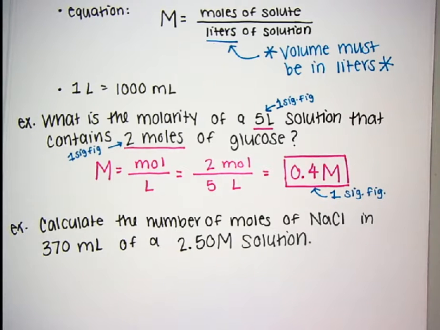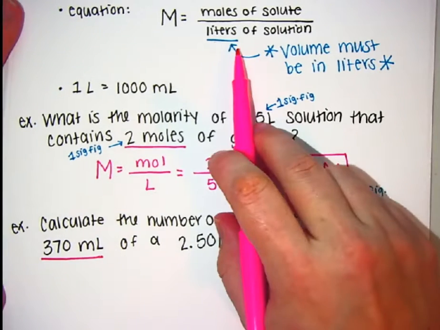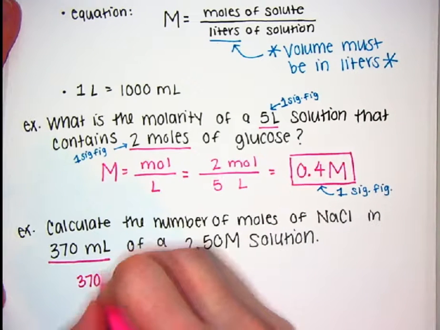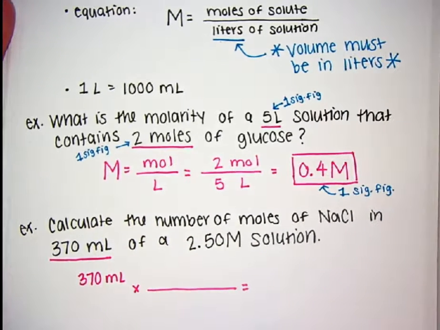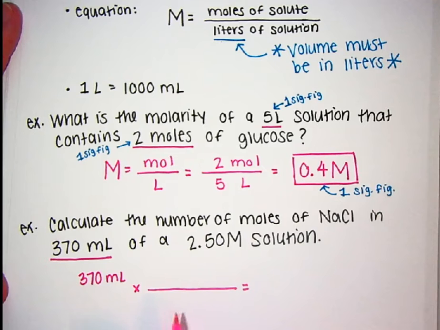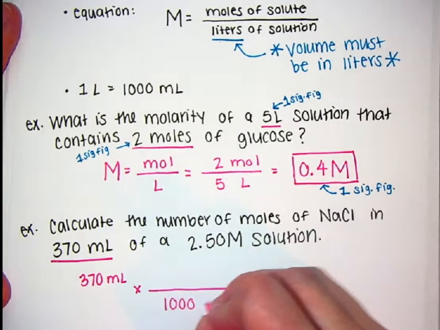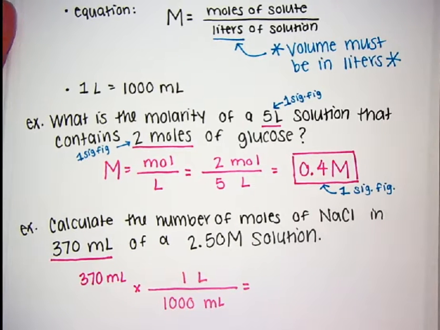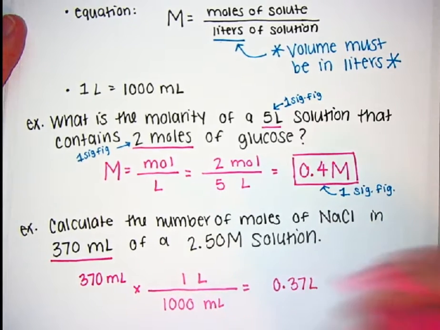So the first thing that jumps out at me right away is 370 milliliters. But in order to use this equation, volume must be in liters. So the first thing that I'm going to do is a conversion. Remember from last unit, we said we always want to set up the units so they cancel. So if I'm starting with milliliters, milliliters have to go in the denominator. And there are 1,000 milliliters in every 1 liter. So to convert from milliliters to liters, I'm going to divide by 1,000, and I would get 0.37 liters.